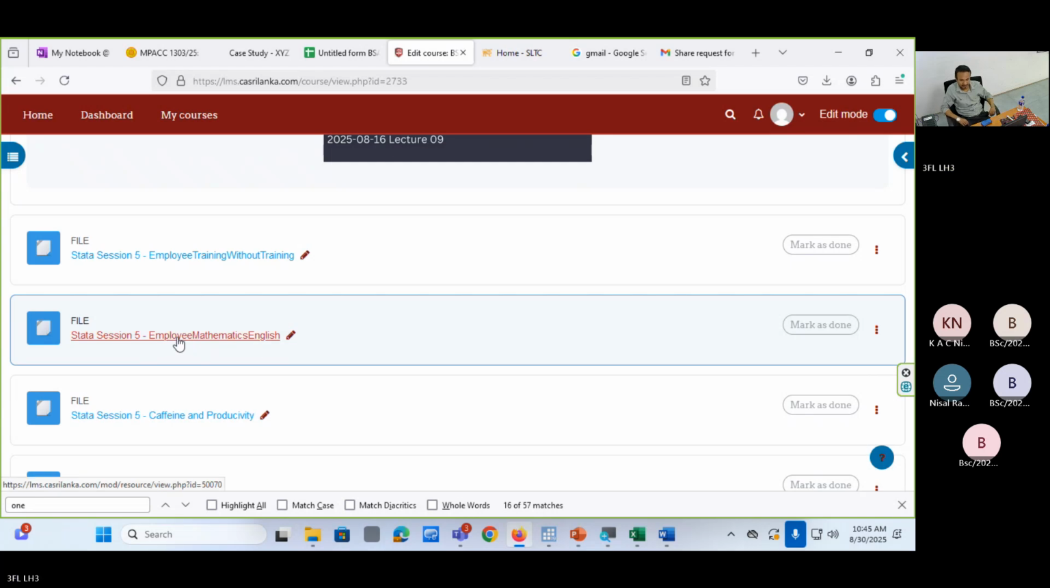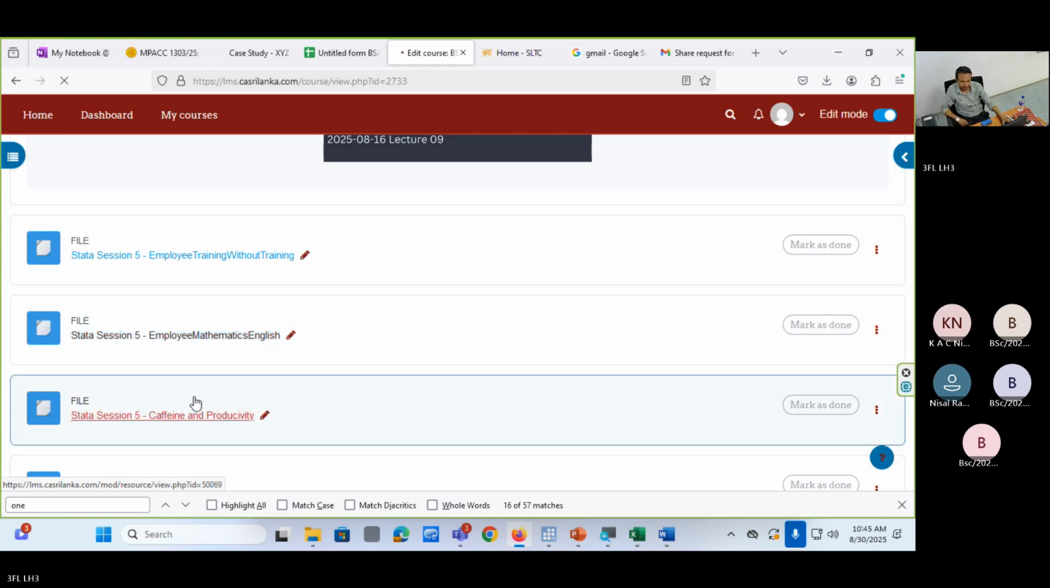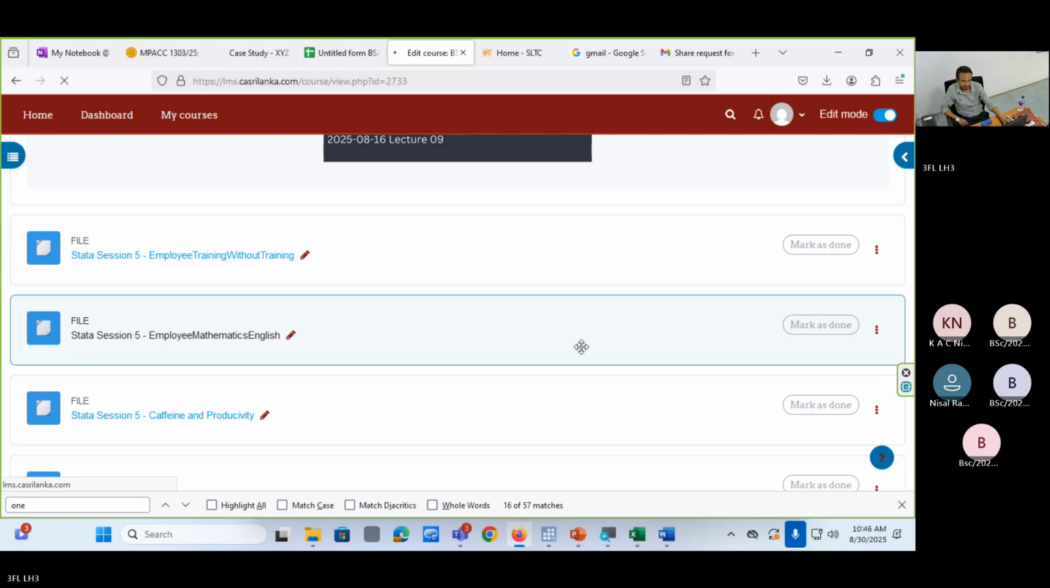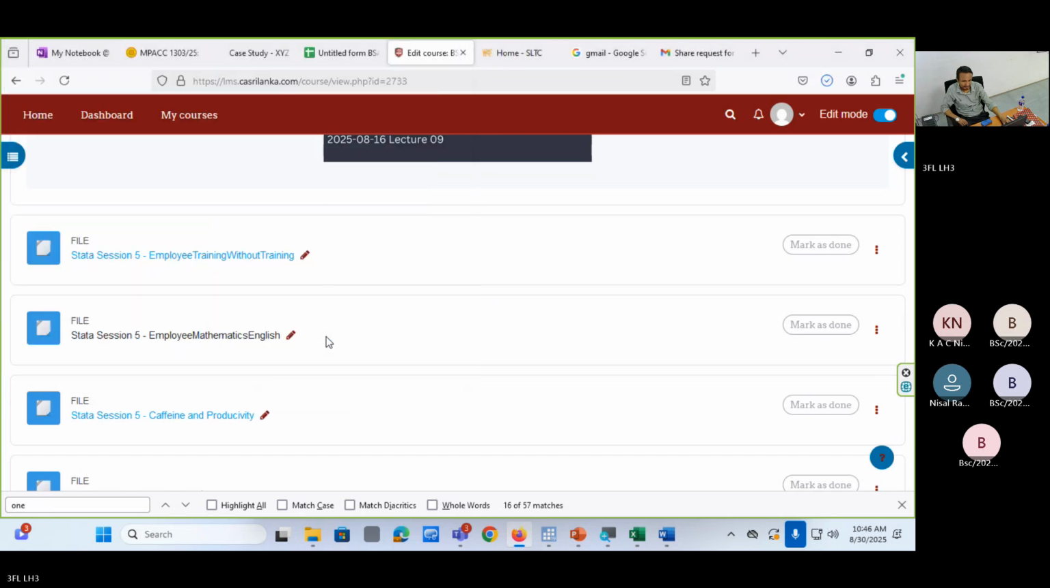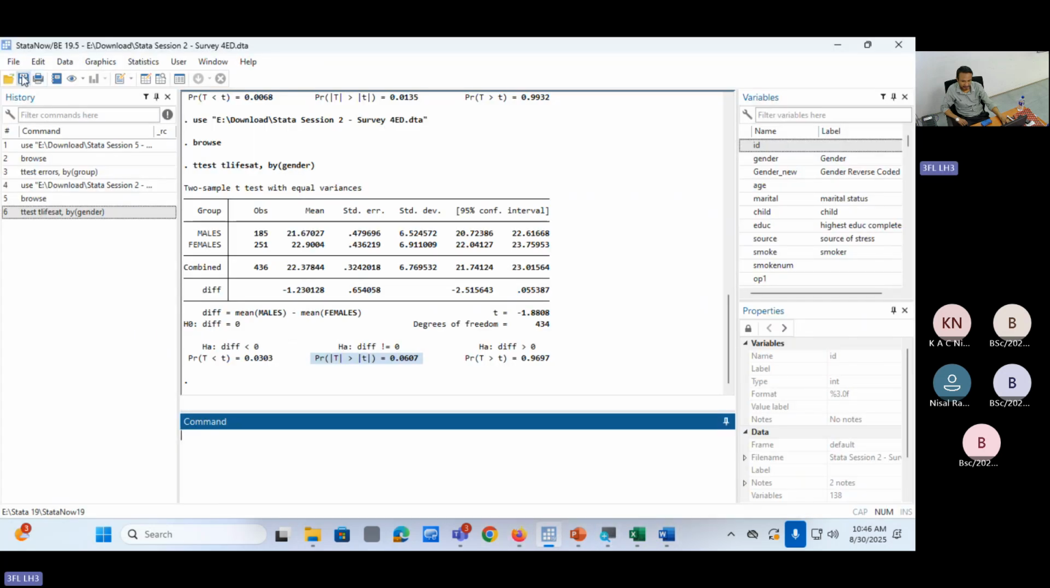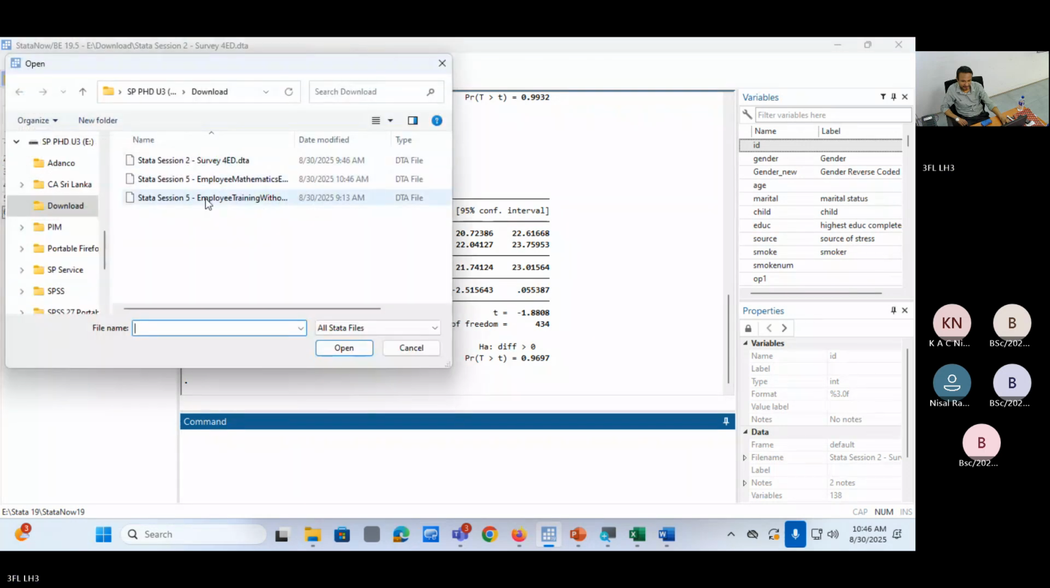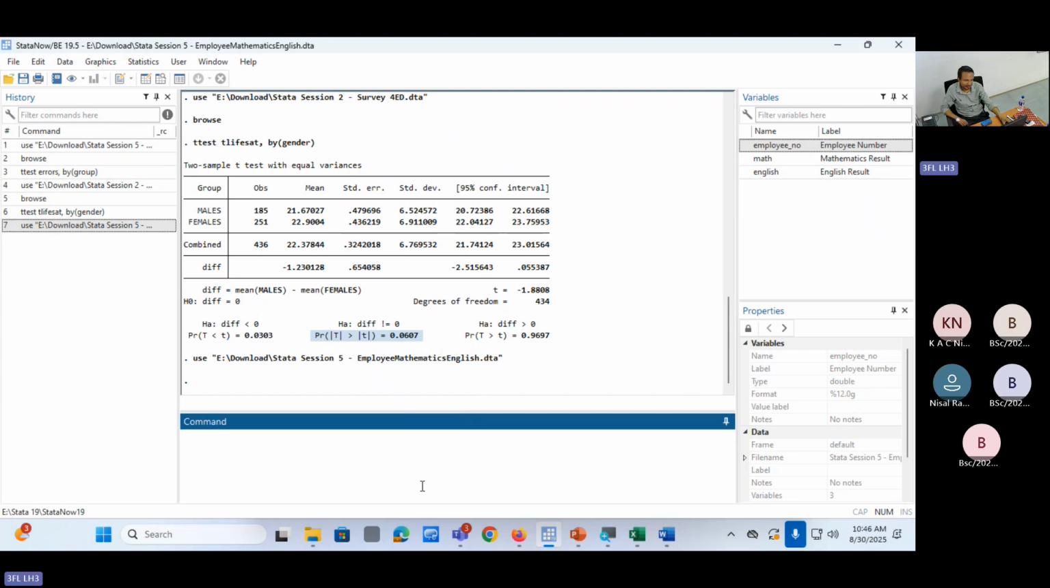The second part. Data session 5, employee mathematics English file. Please open that file. Download that file and open it. I go to data and open that file, the employee mathematics and English file. And once you open it, check the file and go to browse.